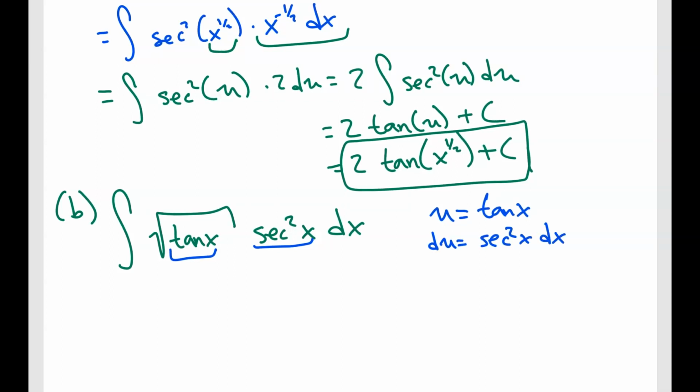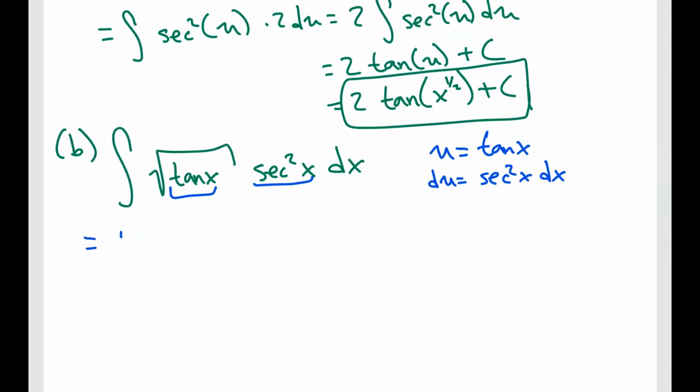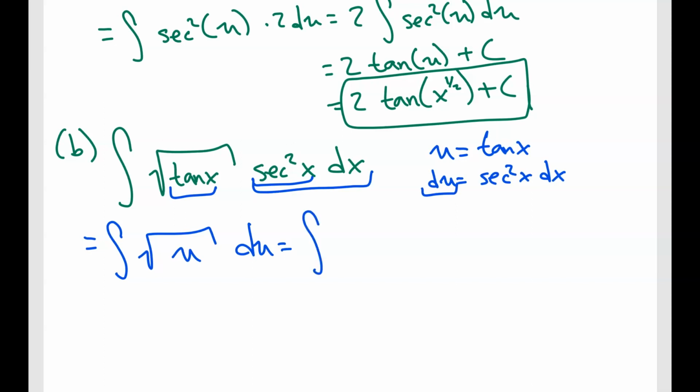And you don't need to divide anything over. So you're going to have the integral of the square root of the inside function, which is just u. And this whole thing is going to be absorbed by this du. Okay? So you're going to have the integral of u to the 1/2 du. Then just basic antiderivative.